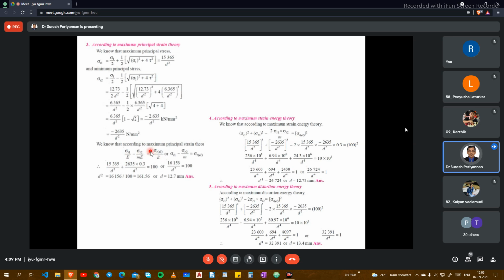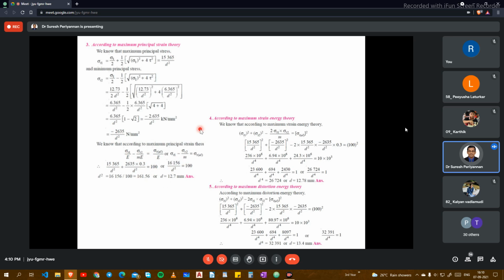Strain is nothing but sigma by E, right? Then on both sides E will be cancelled out. And we know this left-hand side value already: 15,365 divided by d square, minus it will be a plus sign, 2,635 by d square, into Poisson ratio, given 0.3, then the right-hand side is going to be 100. Then you can find the diameter of the bolt is 12.7 mm.